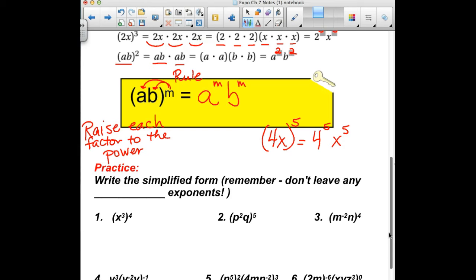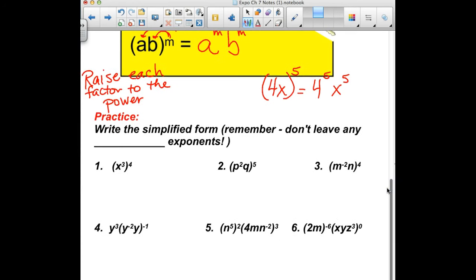All right, let's practice a few of these. Our directions here say write the simplified form, and to remember, don't leave any negative exponents. All right, so our first example, we have x to the 3rd to the 4th. This goes back to the first property that we looked at today, which says if we have a base to a power to another power, we are going to multiply the powers together. So we were going to get x to the 12th power.